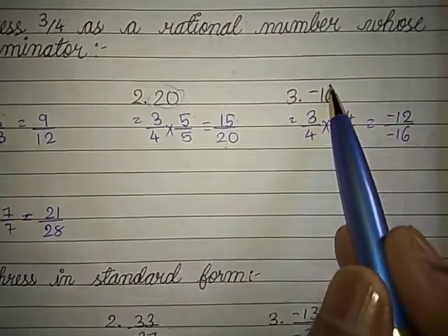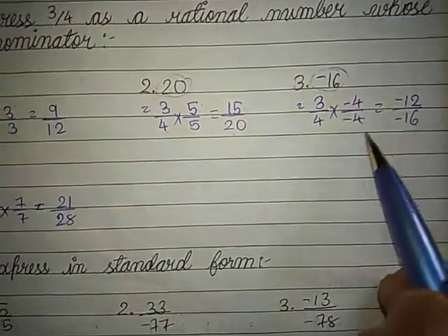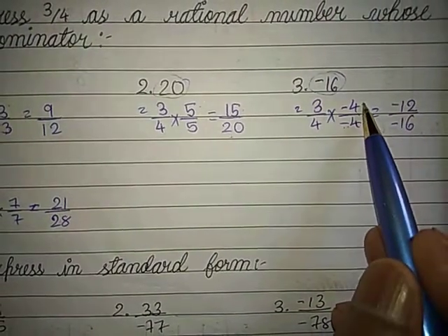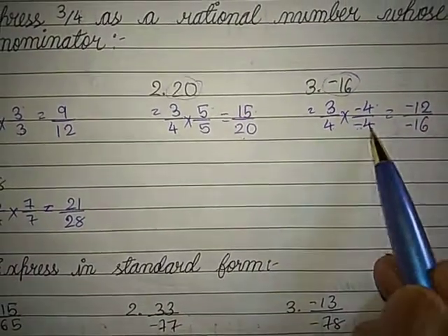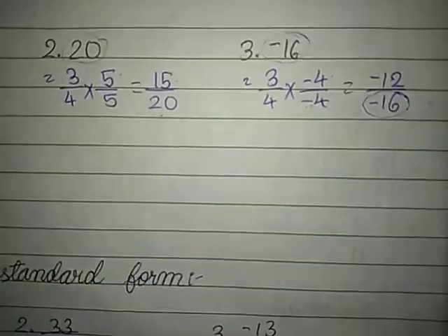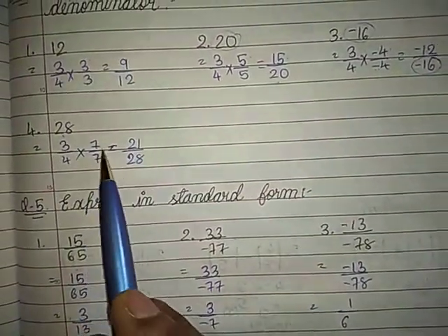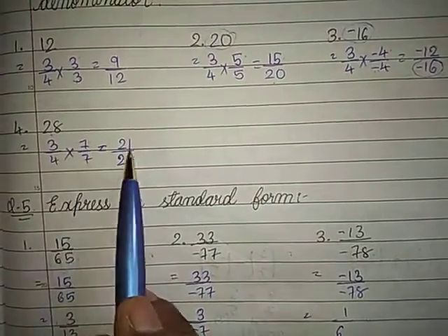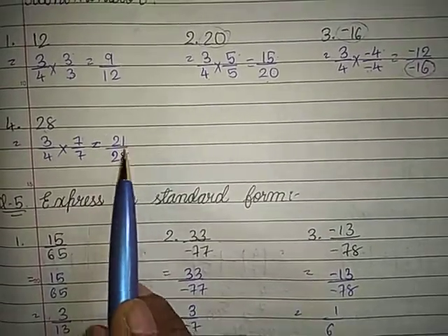Now you make the denominator minus 16. So multiply the denominator as well as the numerator with minus 4. 3 4s are 12, so minus 12. 4 4s are 16, so minus 16. So your denominator becomes minus 16. Now you want denominator 28. So you have to multiply the numerator as well as the denominator with 7. So 3 7s are 21, 7 4s are 28. So you got here denominator as 28.